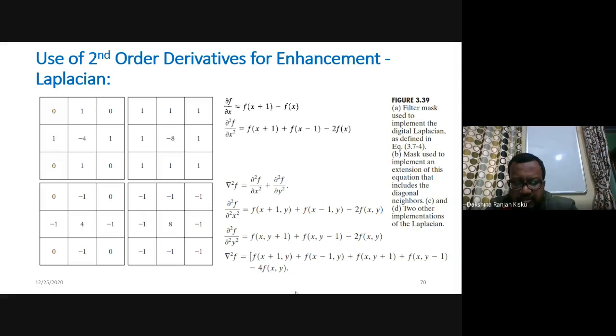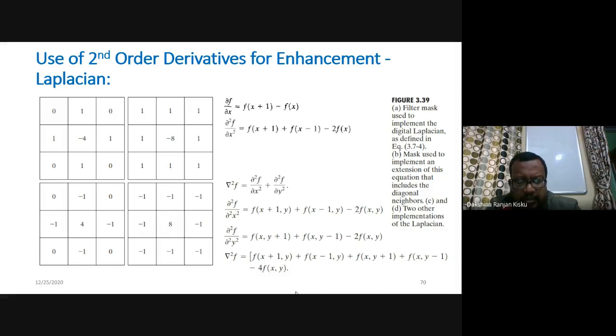So this gives us del 2f equal to f(x+1,y) plus f(x-1,y) plus f(x,y+1) plus f(x,y-1) minus 4f(x,y). This 4 is the coefficient associated with the center of the neighborhood, or the center of the Laplacian operator. That means now we can obtain a Laplacian operator based on this expression, del 2f, in the horizontal and vertical directions.